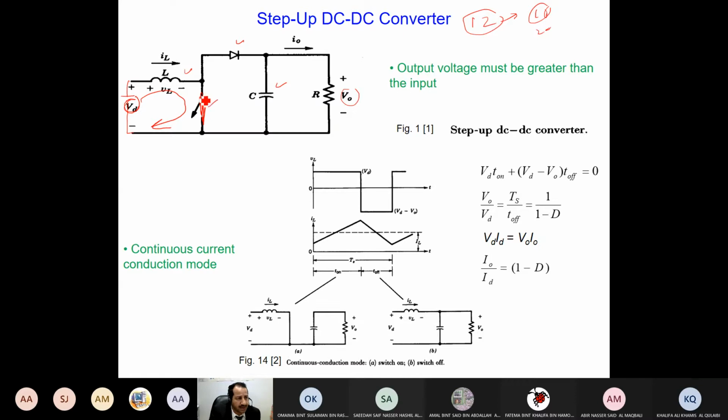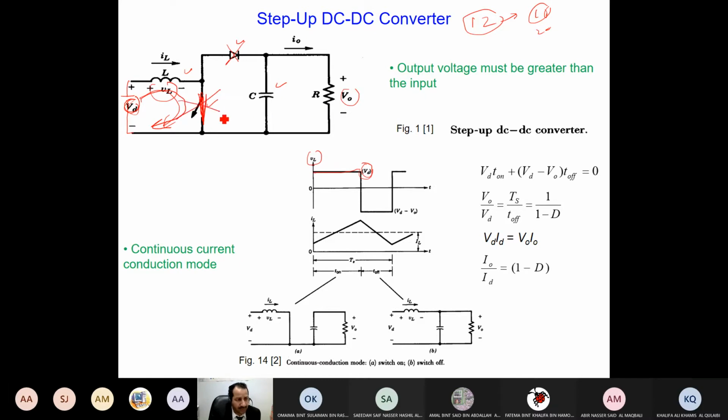Have a look. When I switch on the transistor, current will flow through the inductance. This diode will not work anymore because there is a short circuit before the diode. And the voltage VD appears across the inductance. As you can see here, this is the voltage of the inductance. VD is the voltage across the inductance.